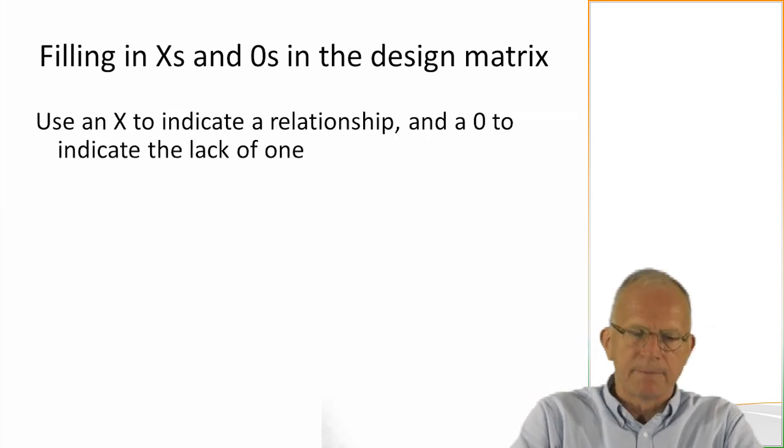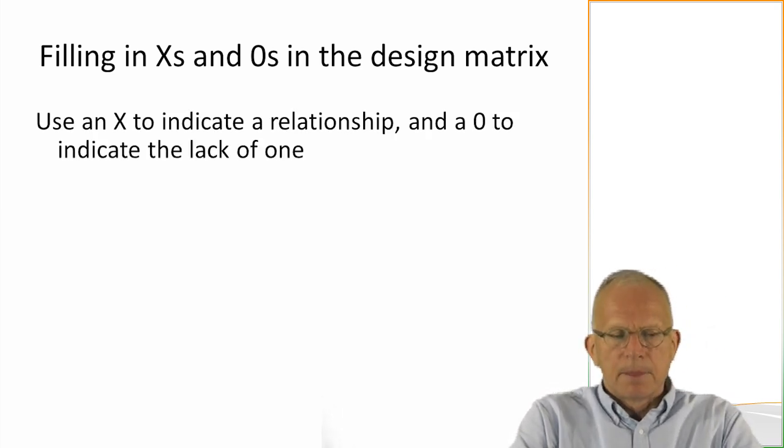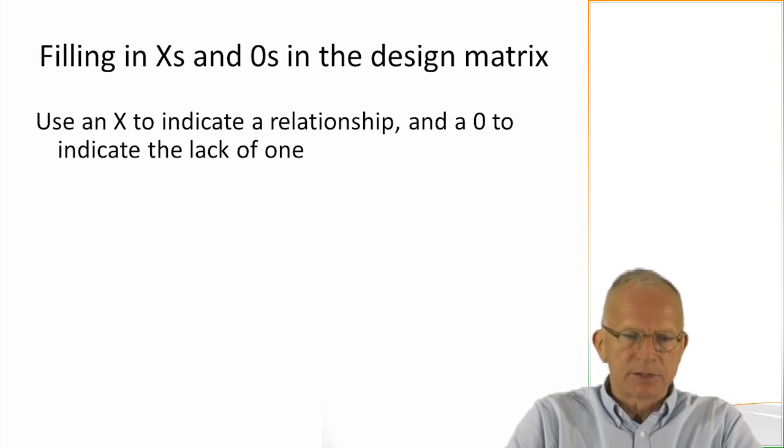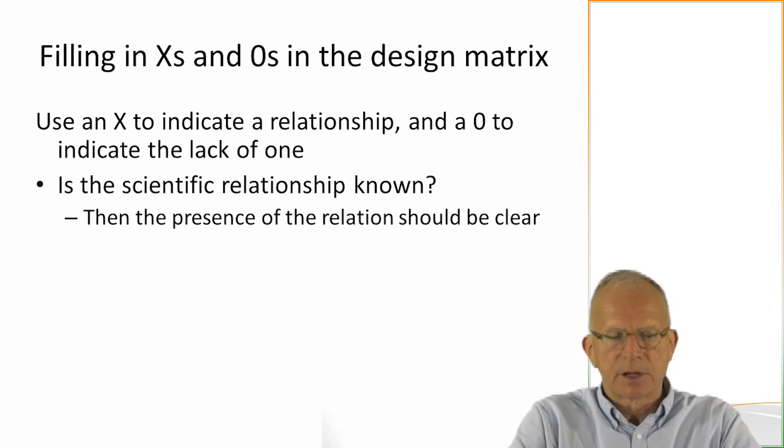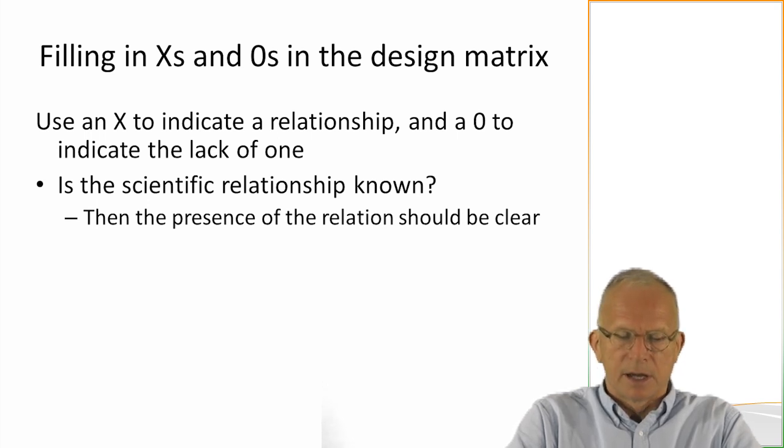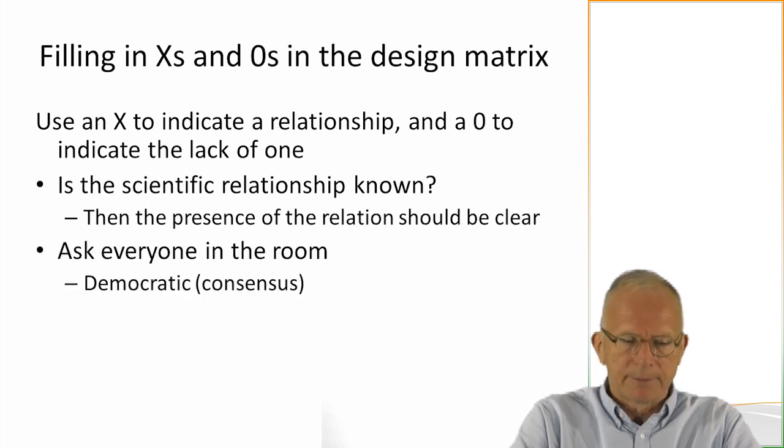Now, for filling these in, we use an X to indicate that there's a relationship and an O to indicate there's a lack of one, or just a small one. So how do we do that? Well, sometimes there's a kind of scientific relationship, and we can know from fundamentals that the mass influences the force when we're having an acceleration, for example. And so then the presence of the relationship should be clear.